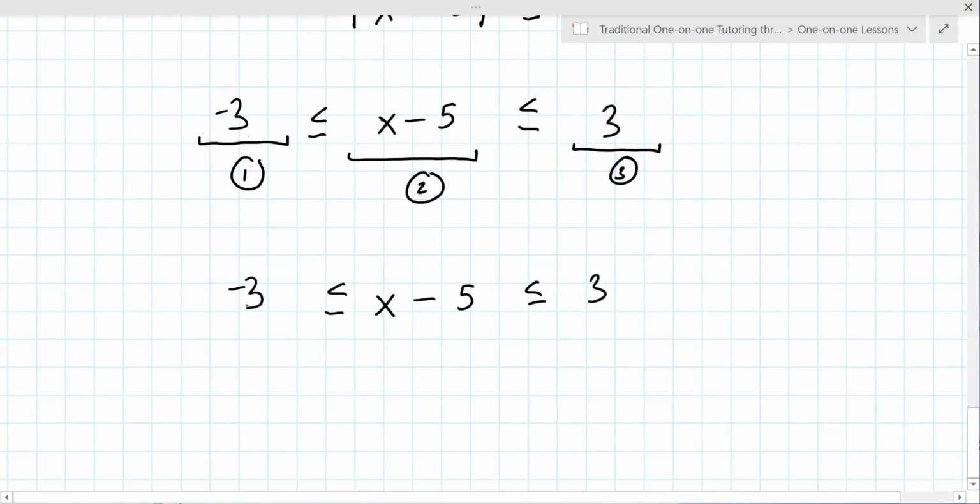So all I'm doing is rewriting it. How do you undo subtraction by 5? What is the opposite of subtraction by 5? Add. Add 5.